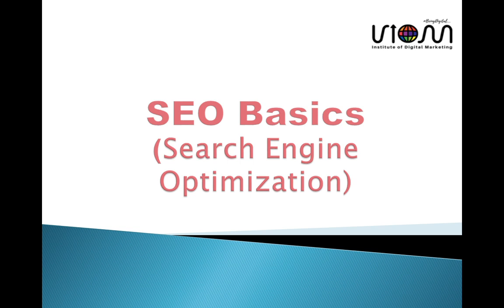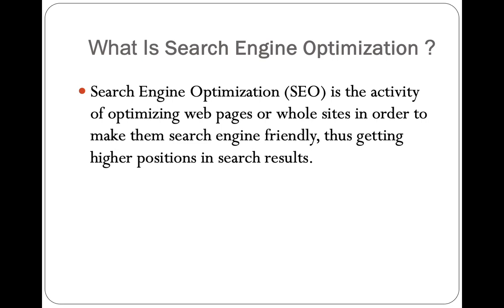To perform SEO, there are methods, which we will see. Search engine optimization is the activity of optimizing web pages or a whole site in order to make them search engine friendly, thus getting a higher position in the search results. So here our goal is to get a higher position in our Google listing, a first listing.